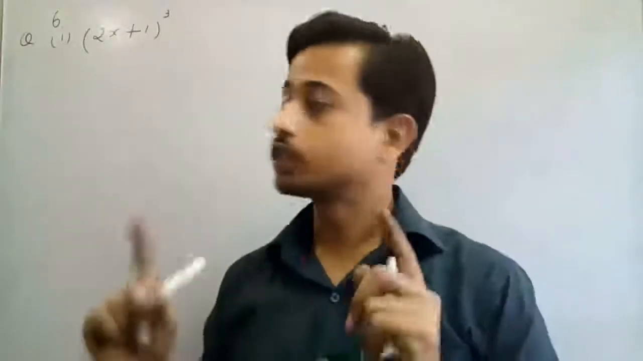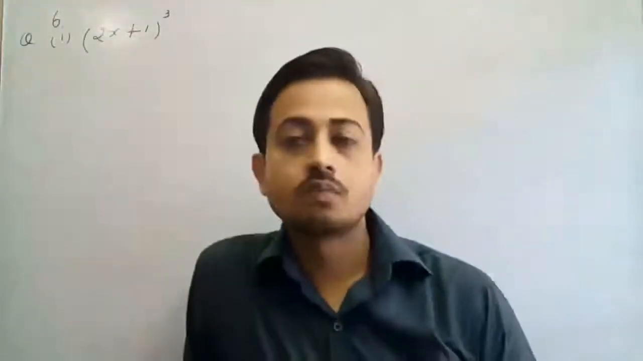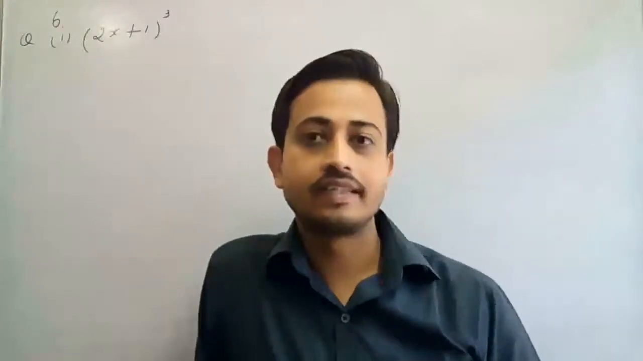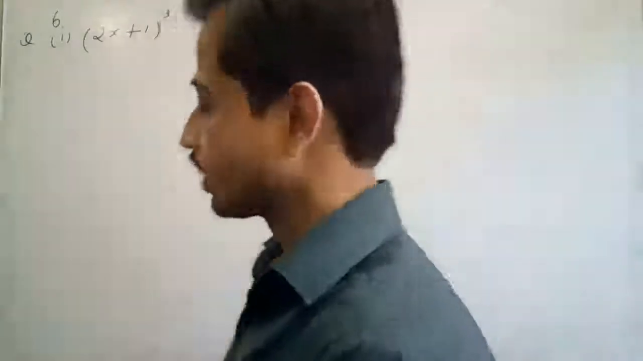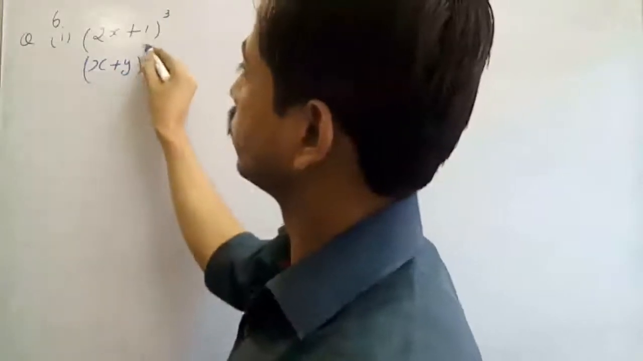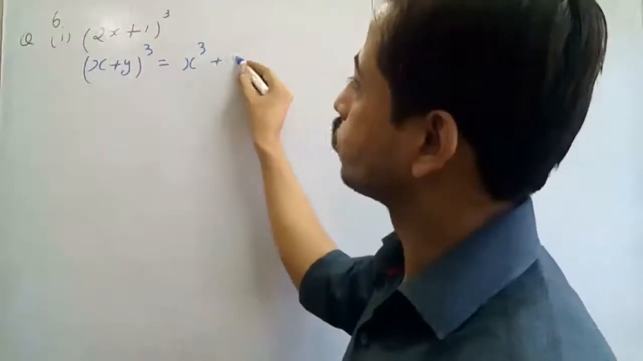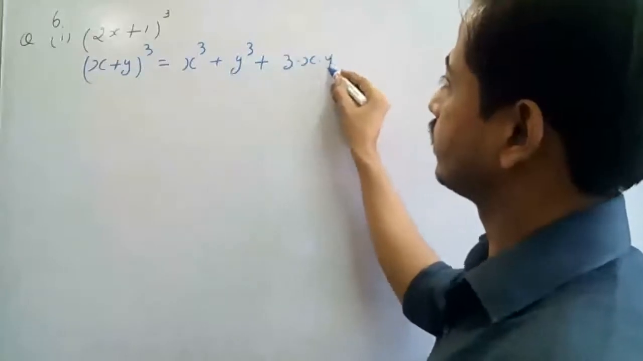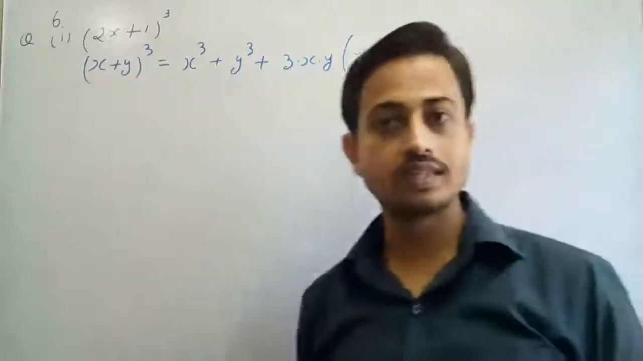Now look at question number 6 part 1. Look at the question: 2x plus 1 whole cube. Whole cube, what's the identity? Identity number 6. It's very simple. (x plus y) whole cube is equal to what? x cube plus y cube plus 3 multiplied by x multiplied by y into (x plus y). It's very simple.